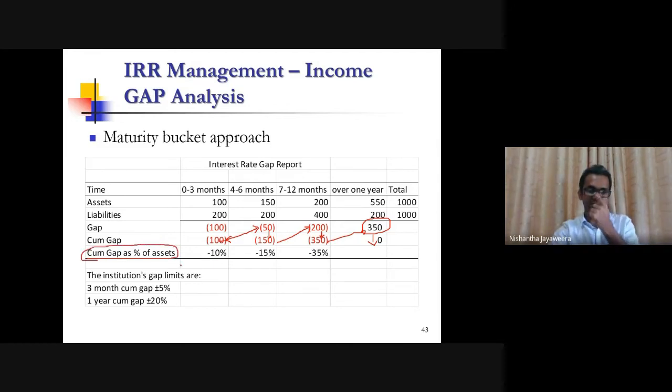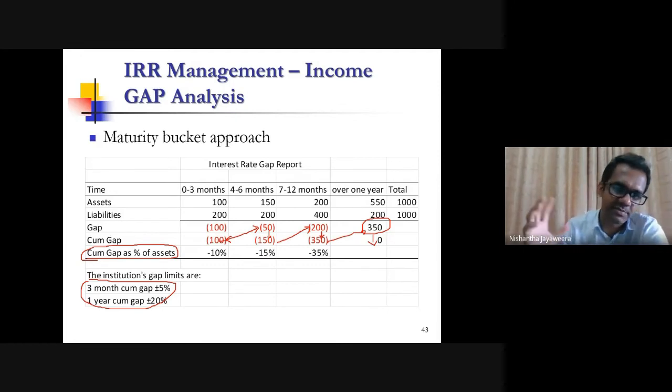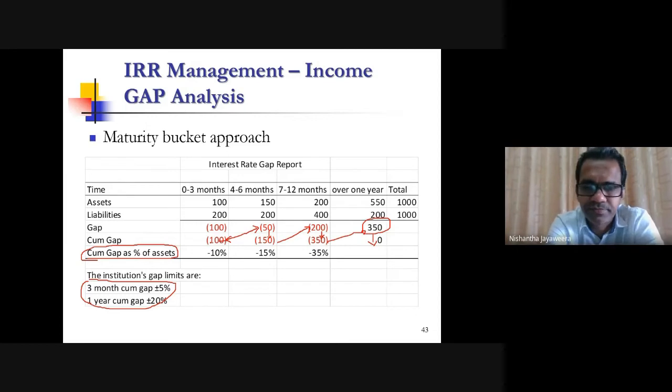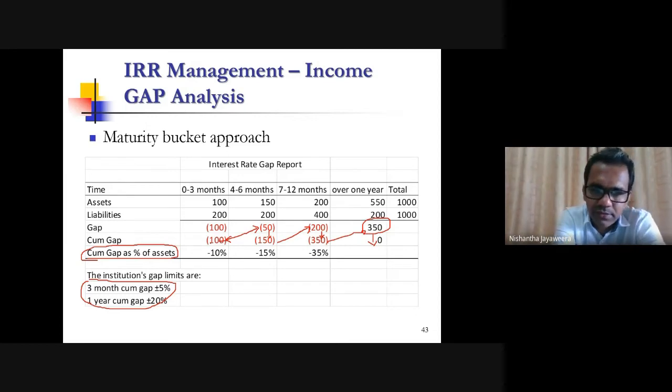So these are the limits given. It's based on the cumulative gap, not on the gap. It's on the cumulative gap as a percentage of assets, not on the absolute figure. Because depending on the size of your balance sheet, absolute figures may become very big but as a percentage it may be very small. So therefore generally we use some sort of a ratio. In this example, it is considered cumulative gap as a percentage of assets as the risk measure.